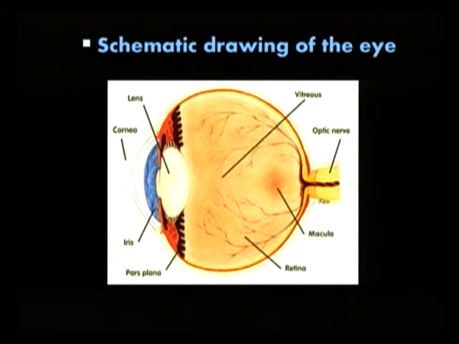PDR, or the growth of new blood vessels, affects multiple compartments in the eye. You can see it affects the iris here, the vitreous, the retina, the macula, and the head of the optic nerve. So it's a multi-system issue that affects multiple layers of the eye.